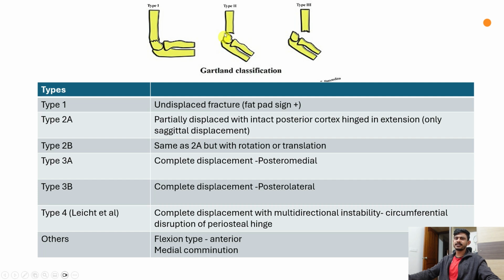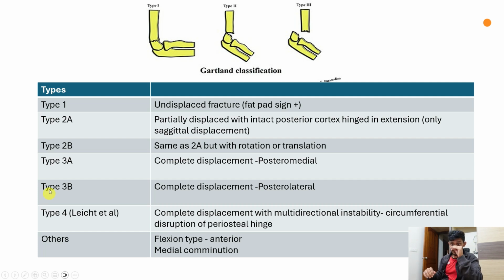And there's only sagittal displacement, which means on the lateral view, it will only be extended or flexed. Only one of the two. Sorry, this is the humerus. This will be extended and this will be flexed. Okay. And type 2B is the same as 2A, but in addition to deformity in the sagittal plane, there will be a rotation or translation.